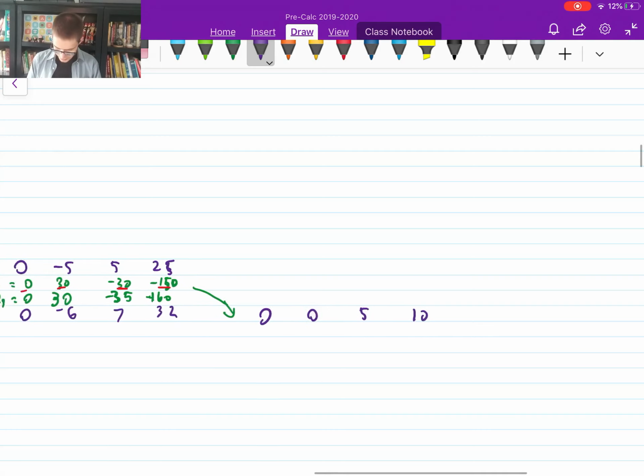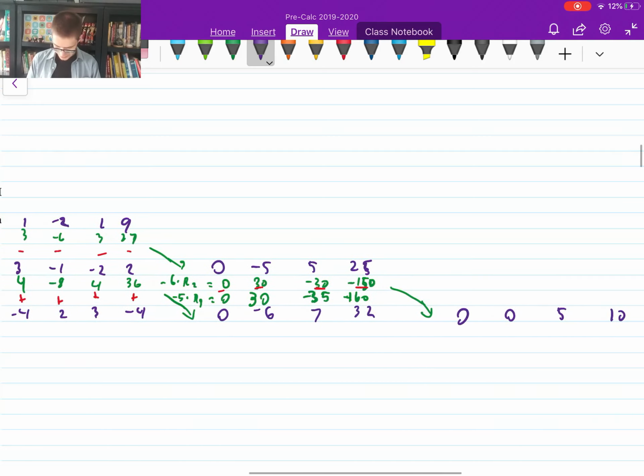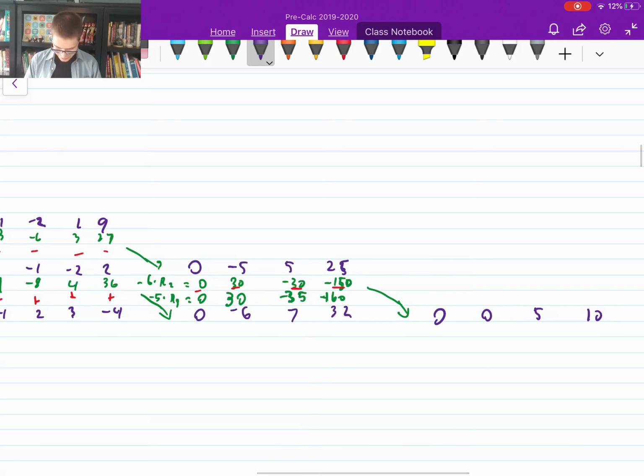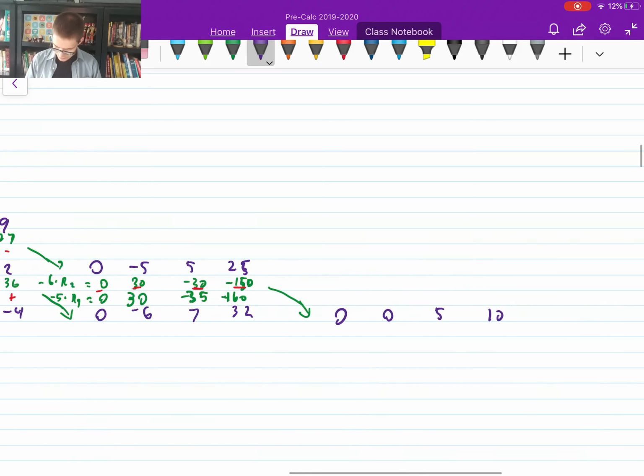Okay. Oh, that looks like clean numbers. I like the way that looks. That suggests that I did things right. So 3, -1, -2, 2. Actually, no, I don't want to copy down the original.